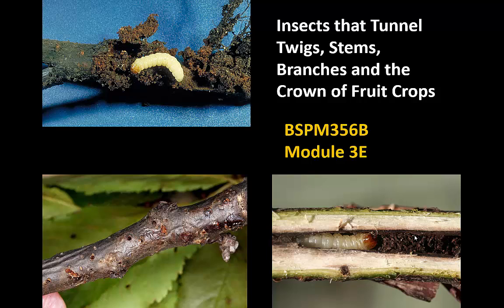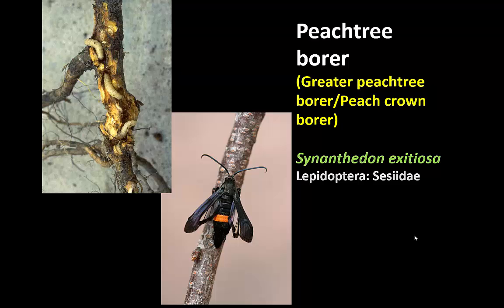The kinds of insects I would like us to direct our attention to during the next two brief talks are those that are entering the internal parts of the plant of fruit trees and shrubs. So insects that tunnel twigs, stems, branches, and the crown area of the fruit crops. And the most damaging of these are those that are at the crown. And by this I mean the crown at the root zone, the root crown area.